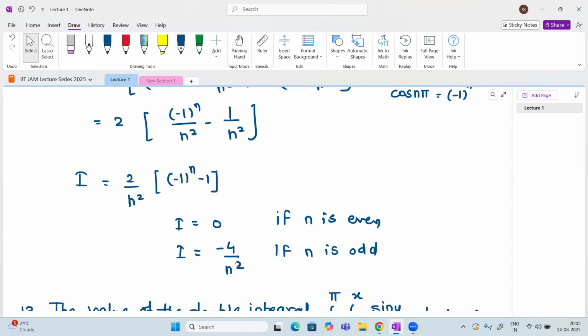Sir, if possible, then MSQ type questions in revision. Not MCQ, MSQ, multiple select questions. Okay, I will check. Yeah, definitely I will try to include them in the remaining 2 lectures.